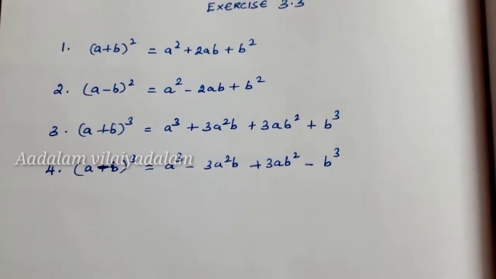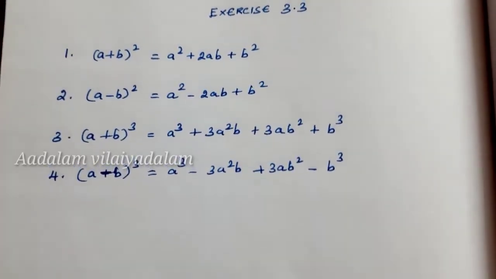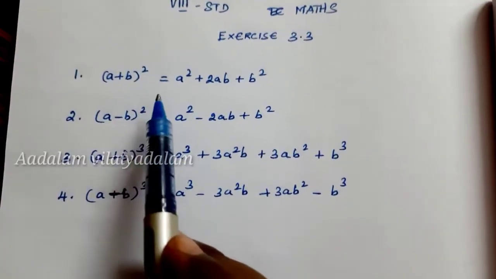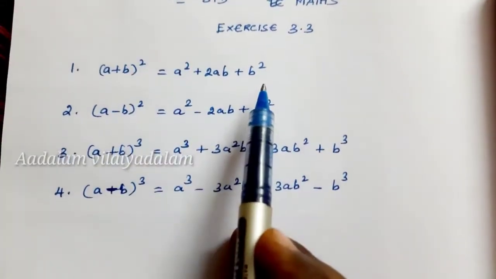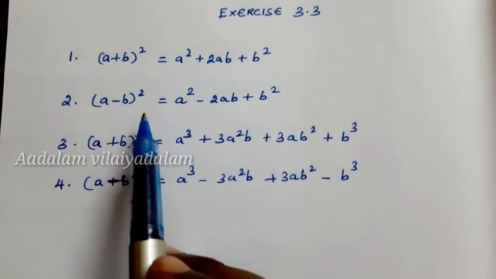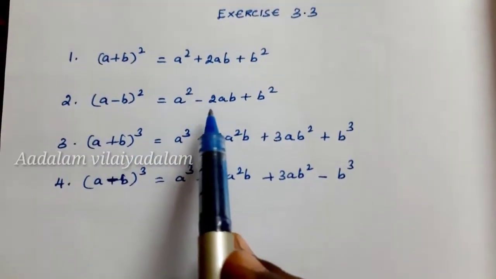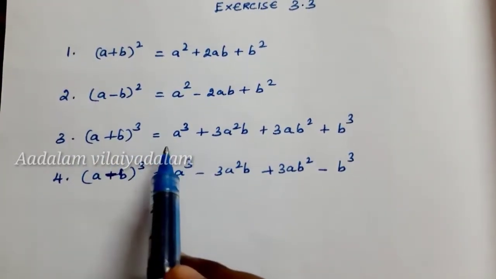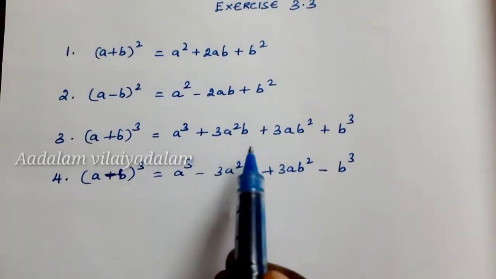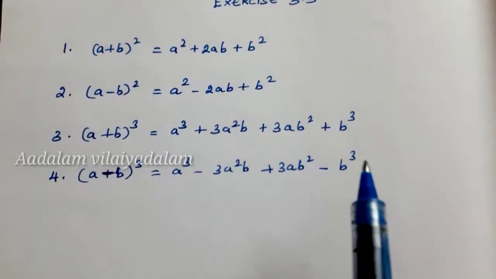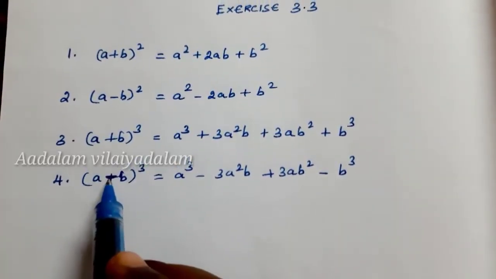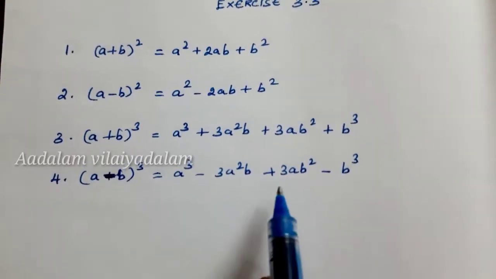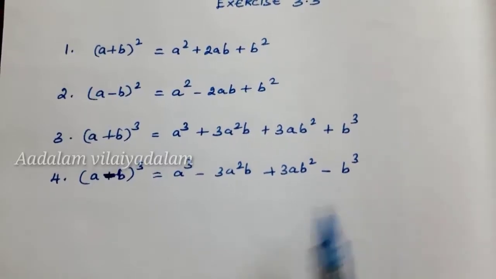Before entering that problem, let us recall a few formulas that we have learnt previously. The first one: (a + b) whole square equals a square plus 2ab plus b square. The second: (a − b) whole square equals a square minus 2ab plus b square. The third: (a + b) whole cube equals a cube plus 3a square b plus 3ab square plus b cube. The next: (a − b) whole cube equals a cube minus 3a square b plus 3ab square minus b cube.